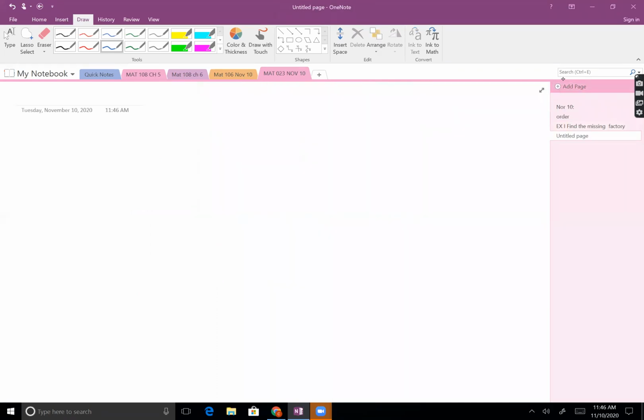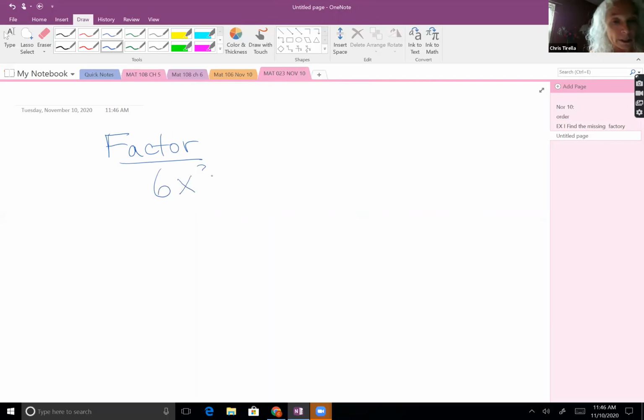Yep. This time, let's mix things up a little bit and let's factor 6x squared minus 13xy plus 5y squared. Does anybody notice anything different about this one?